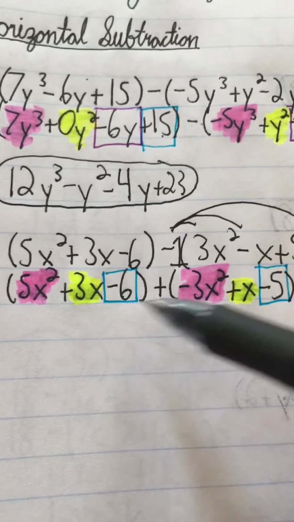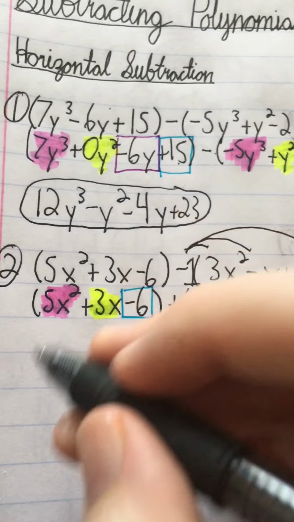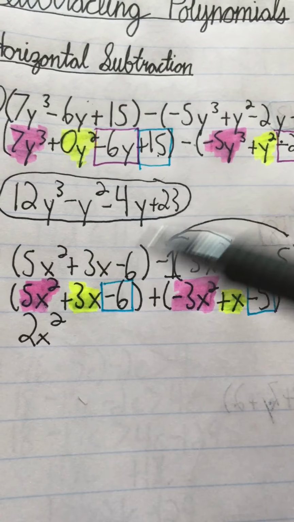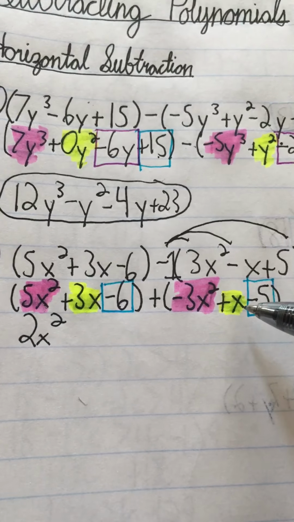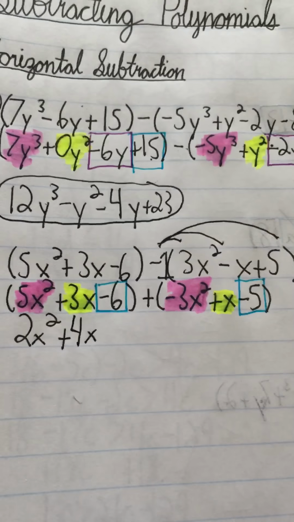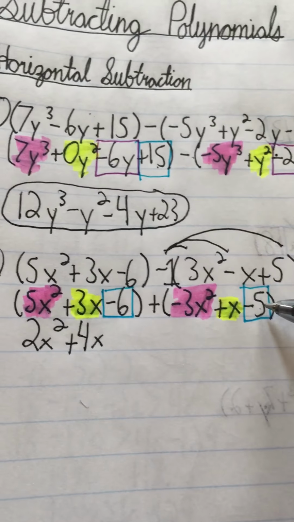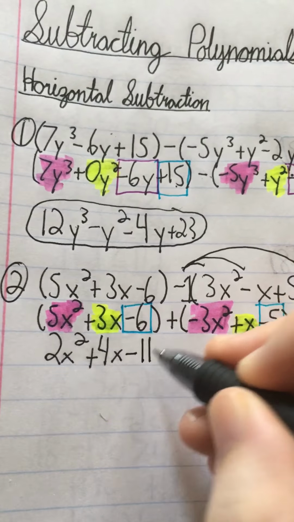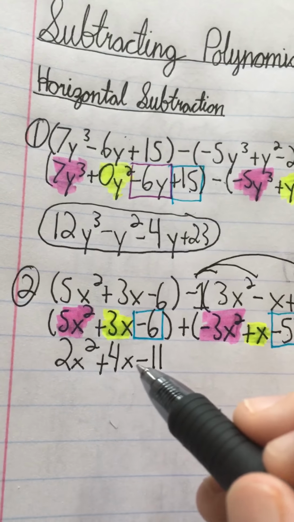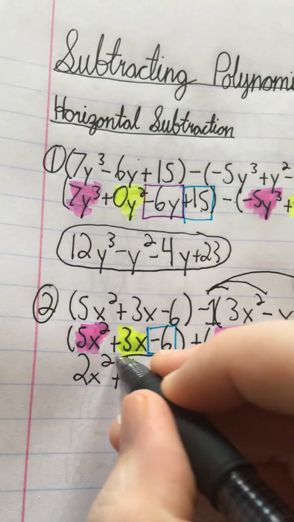So we have 5x squared plus -3x squared, which leaves us with 2x squared. Then we'll look at our yellow term. So we have a positive 3x plus an x, which leaves us with 4x. And then we have a -6 plus a -5, which leaves us with -11. So then double check that we don't have any remaining like terms. We don't. So this is our final answer.